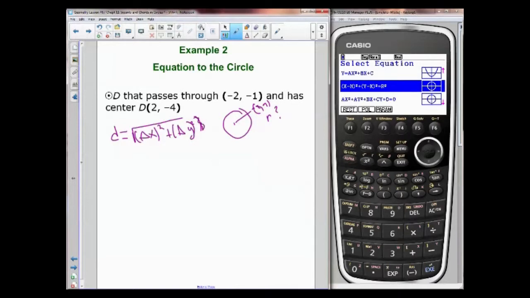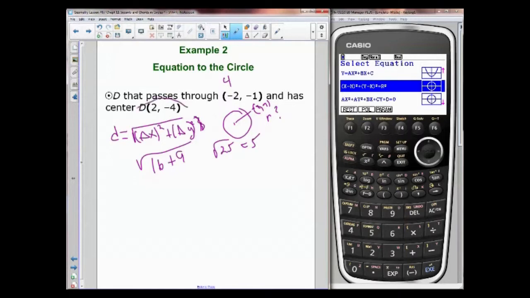All right. So how far apart are my x's? My x goes from 2 to -2. That is 4 apart. I put a 4 right in here, so that's going to be 16. My y's look like they're 3 apart. -4 to -1 is 3 apart, so that's going to be 9. And so that gives me radical 25, which of course is 5. So my radius is 5.